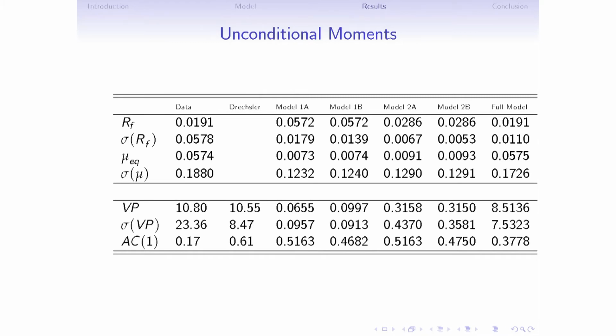So we have the comparison here. And you can see our model can match this, that's how we pick the parameters. The volatility of the risk-free rate is low, okay? And we can match the volatility of the equity premium. It's pretty reasonable. In the data it is about 18%, 19%.